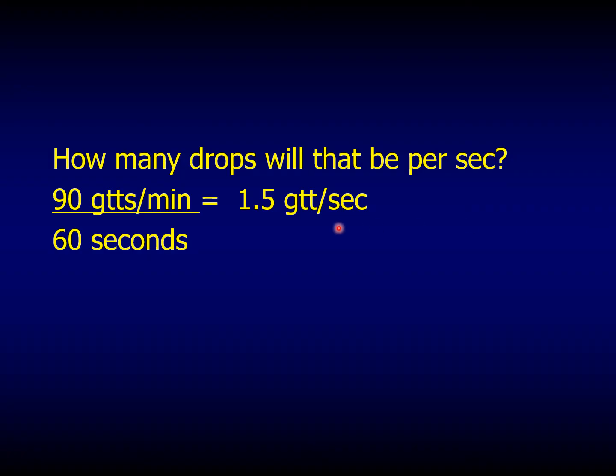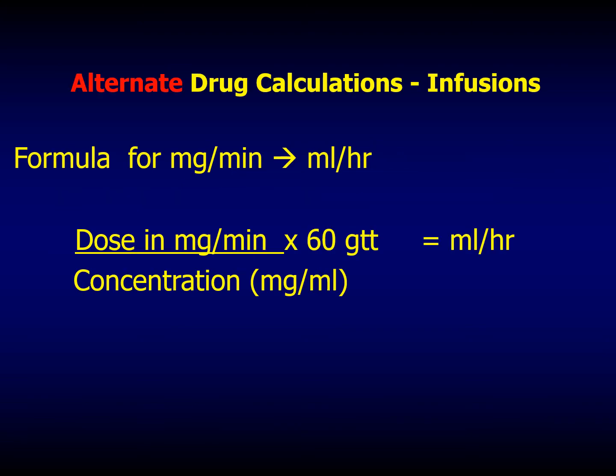So again, going back to we're on the ambulance, fiddling with our mini or 60 drop set, 90 drops per minute is going to work out to be 1.5 drops per second. And this is just going over stuff I think we've already gone over.